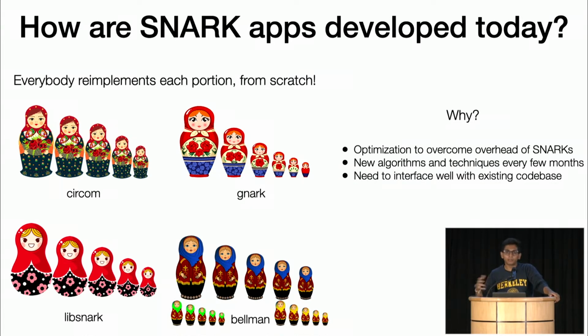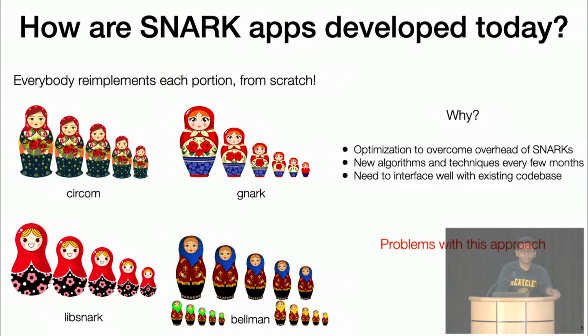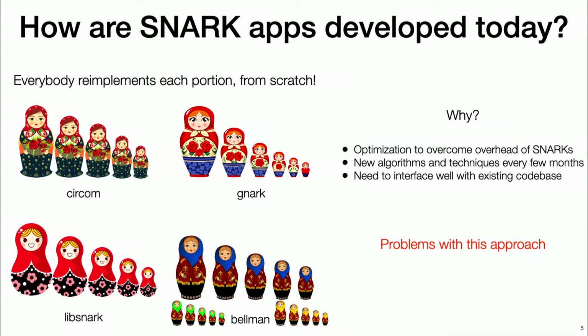And you might have existing constraints on your code base. So if it's written in Go, you might want to use a Go-based framework like gnark, for example. Okay. So this works. There's a lot of successful projects which have come up in the ecosystem because of this. But there are also a few problems.